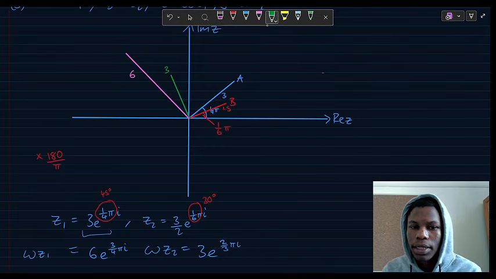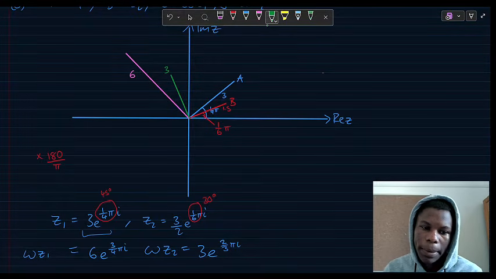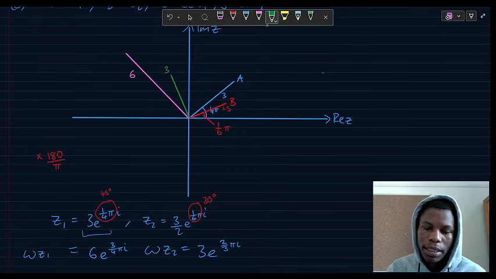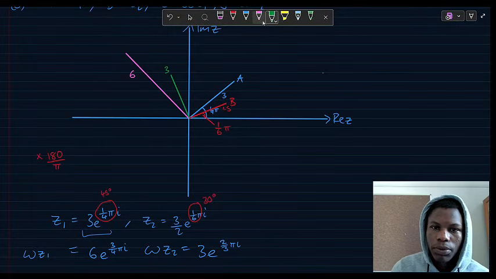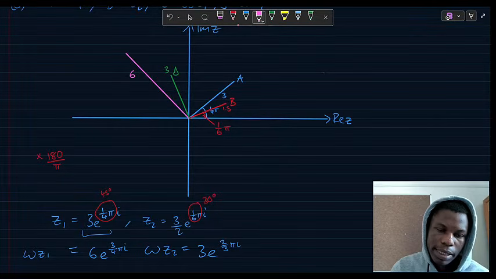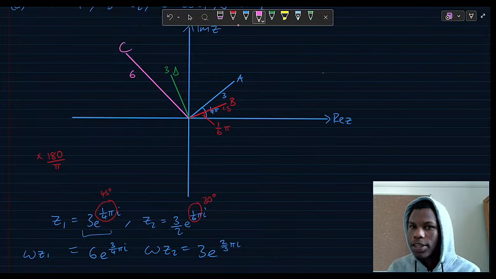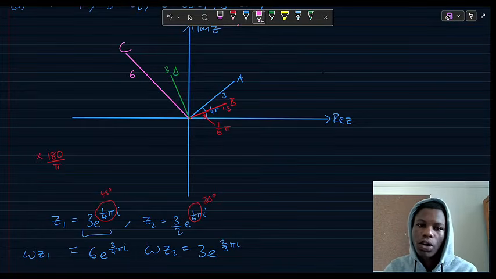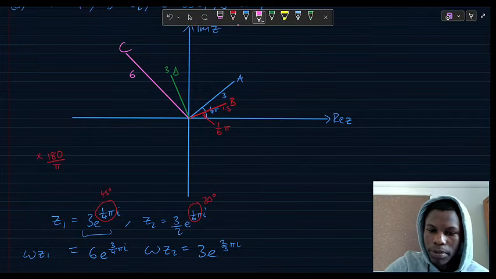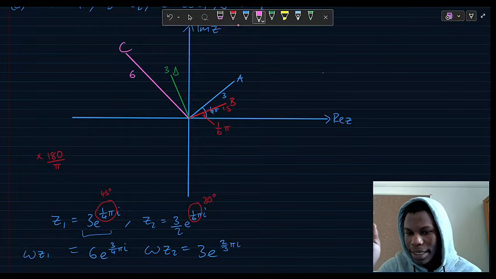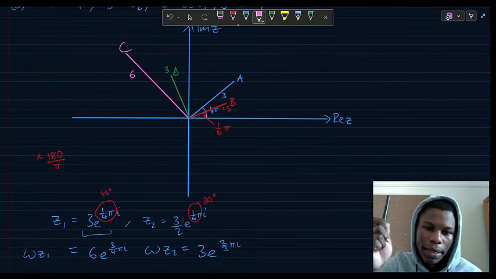Okay. So these are our points A, B, C, and D. I should probably label. The green one has to be D. The pink one has to be C. And again, all we were doing is using our argument and our modulus. So the modulus is the length of the line, and the argument is the angle between the positive real axis and your complex number. Right. So that's part B. Part C says state the geometric effects of multiplying Z1 and Z2 by omega.